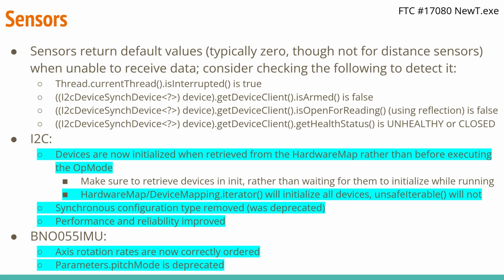There are some other minor changes. One breaking change is that the axis rotation rates for the IMU were accidentally put out of order, and now that's fixed. So double check that your IMU code for rotation still works, and you might need to swap some axes and signs if needed.